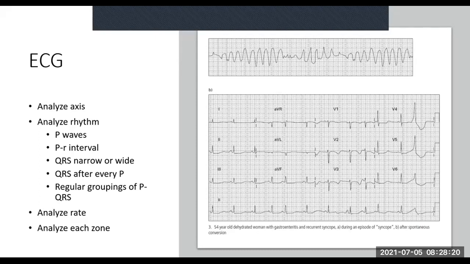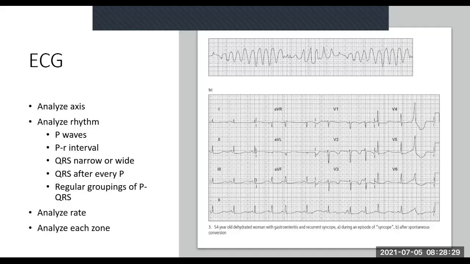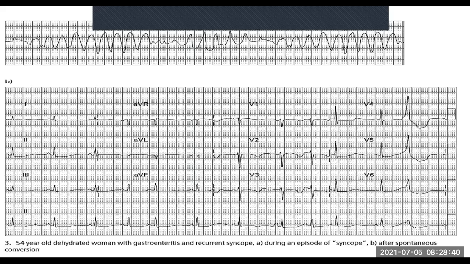Today we have a 54-year-old dehydrated woman with gastroenteritis and recurrent syncope. This was what they saw during an episode of the syncope, and then after she came out of the syncope. So this is what we saw, and this is what came out. So it's a rhythm disturbance, if you want to be technical.